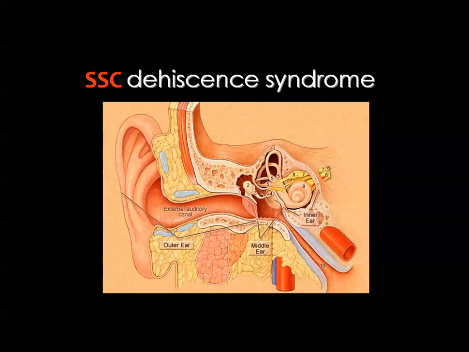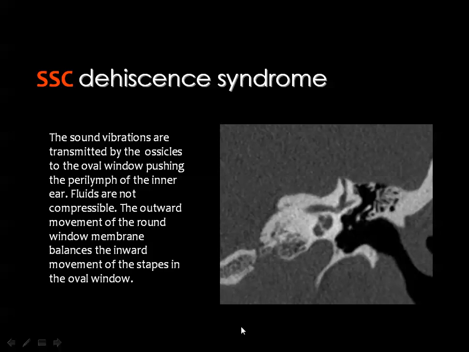Then this is an important syndrome which is known as the superior semicircular canal dehiscence syndrome. If you look here, this is the superior semicircular canal, and this canal is separated from the brain by a bony plate. In this syndrome, this bony plate is absent, and the canal is in direct contact with the dura. And this is an example.